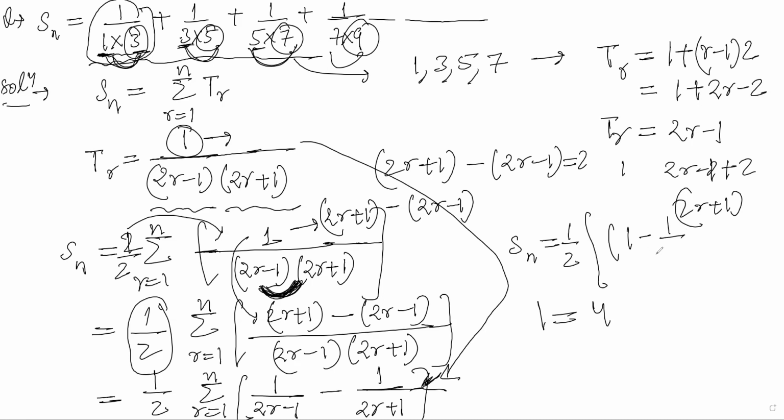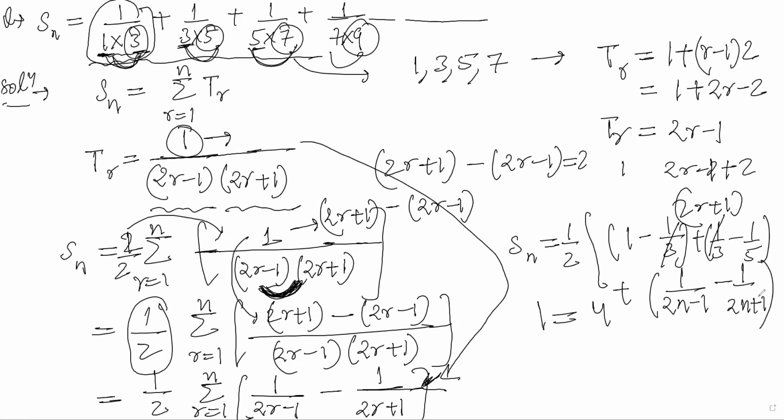So Sn would be 1 by 1 minus 1 by 3 plus 1 by 3 minus 1 by 5. So again, it's the same pattern. The first negative term will get cancelled out with the next positive term. The last term would be this. So the positive term is cancelling out with the previous negative term. So it'll be left with only two terms.